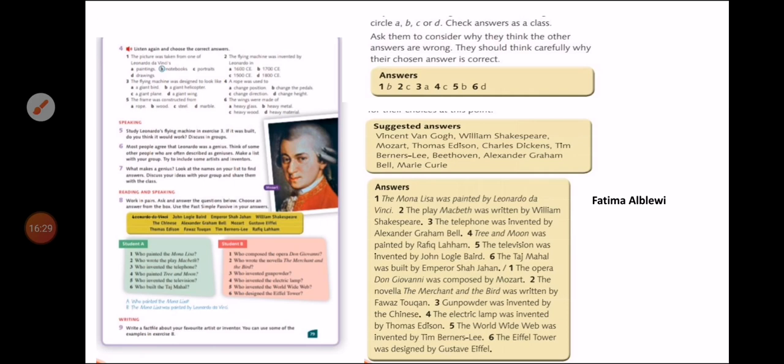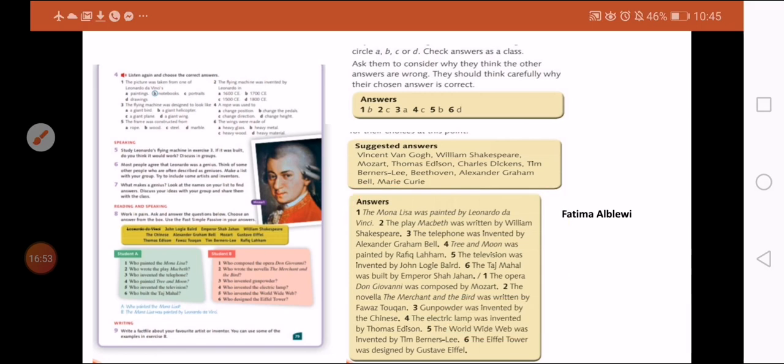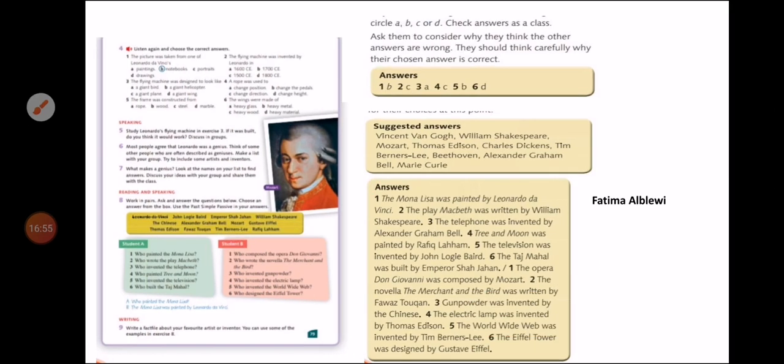Number two. Who wrote the play Macbeth? Where do we get the answer from? From the box above the question. Who wrote the play Macbeth? Play here means مسرحية. The play Macbeth was written by William Shakespeare. Was written here, suggested answer. Was written by William Shakespeare.